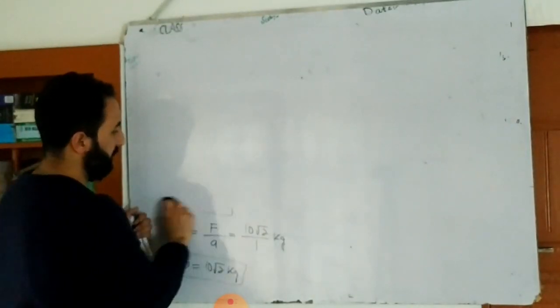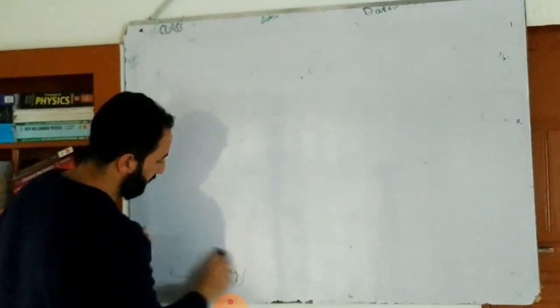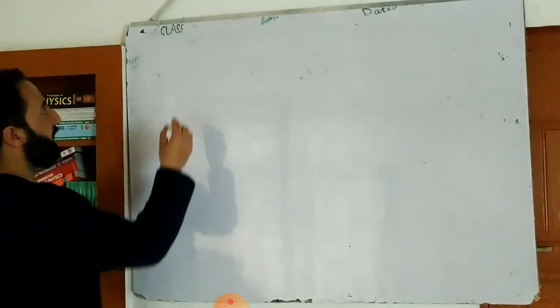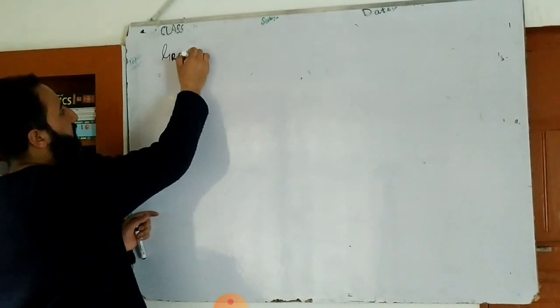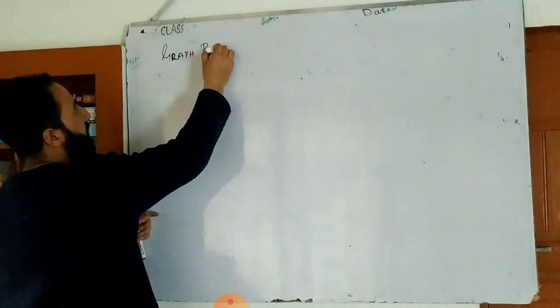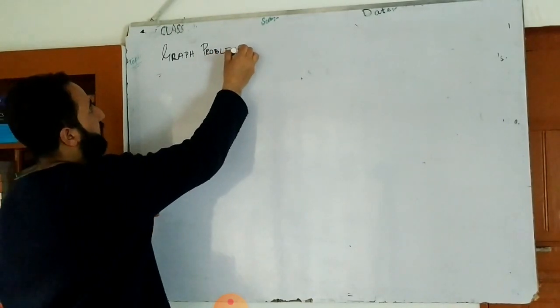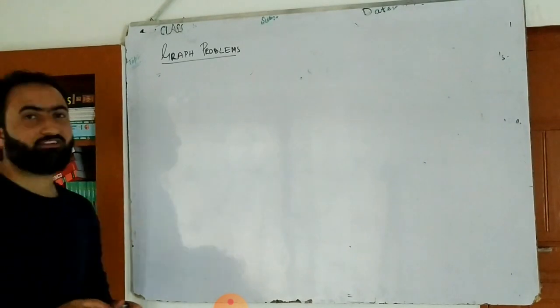Okay. Now write down graph problems. Graph problems that are based on Newton's second law of motion. So here I will write down graph problems. I will repeat Newton's second law of motion again.